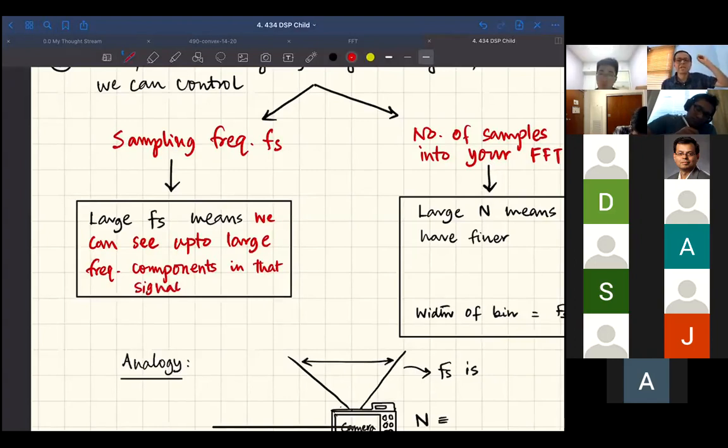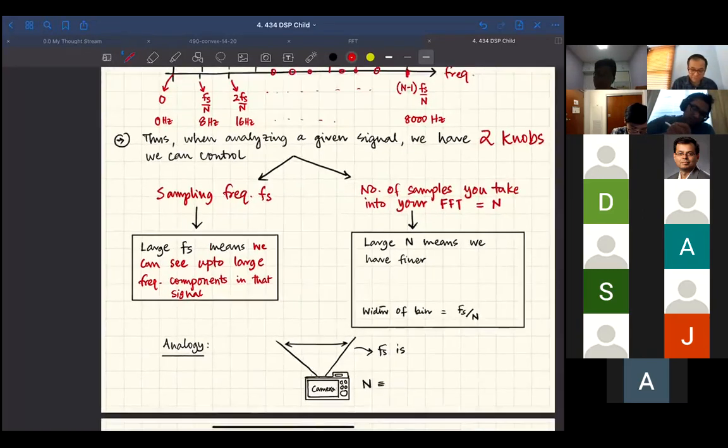So imagine extraterrestrial creatures sending some signals towards Earth. If you sample that signal at Fs, the maximum frequency that you can see is Fs, all the frequencies up till Fs, whether they are present in that signal or not. If the extraterrestrial guy sends some signal which has super high frequencies, and you don't sample at those super high frequencies, you're not going to see those frequencies. Right? So Fs tells you what is the maximum frequency that you can see in that signal.